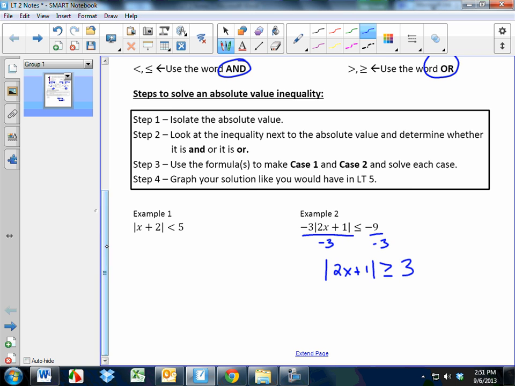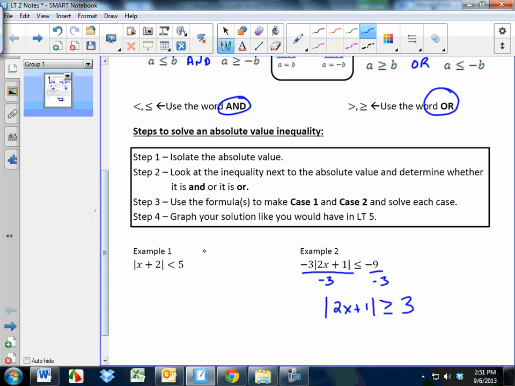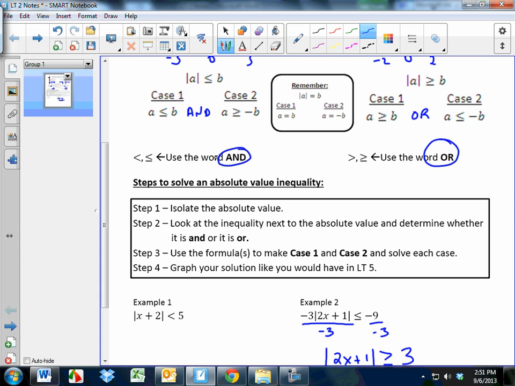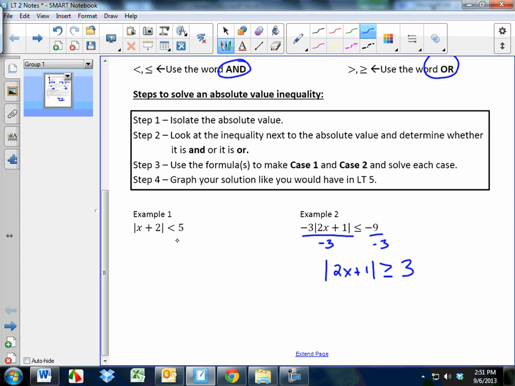Step 2, look at the inequality next to the absolute value and determine whether it's an and or an or. So in example 1, it's a less than. According to our notes up here, less thans will always be an and. So we'll put an and there.